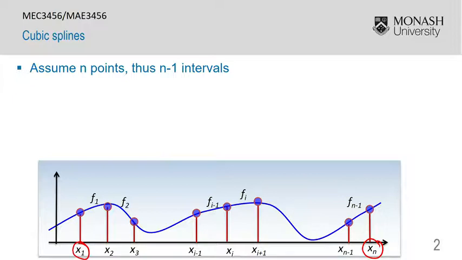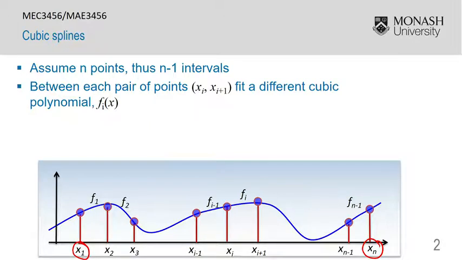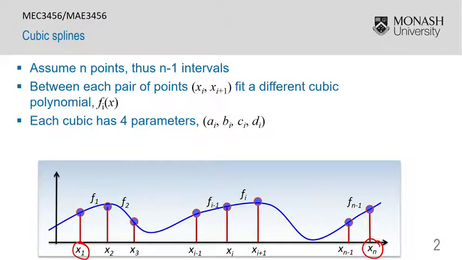If we have n data points, of course, we have n minus 1 intervals. And between each pair of points, point i and point i plus 1, we're going to fit a different cubic polynomial, fi. So a cubic polynomial has 4 parameters, ai, bi, ci, and di, and of course these will all be different for each one of the different cubic functions.